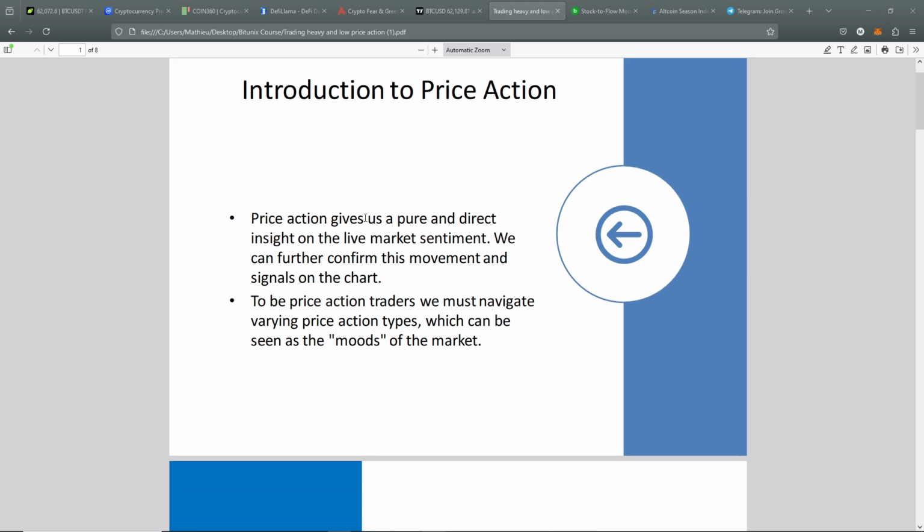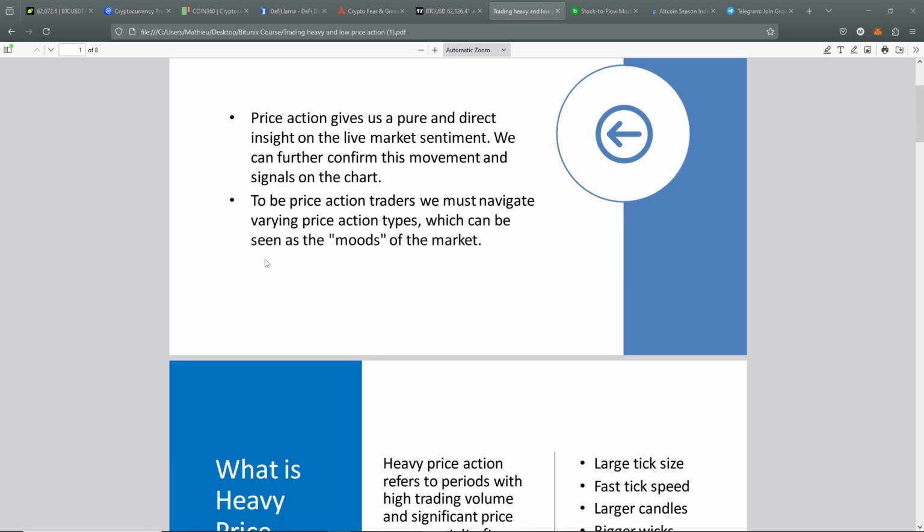So price action is one of the only ways to see a pure and direct insight on the live market sentiment. So we can confirm this movement and signals on the chart. And to be a price action trader, you have to navigate varying price action types, okay? So there's things like fast price action, slow price action, more volatile price action. Okay, these can be seen as the moods of the market.